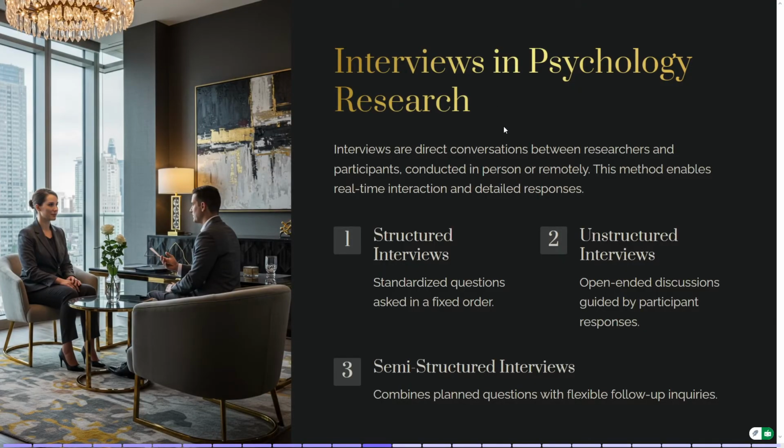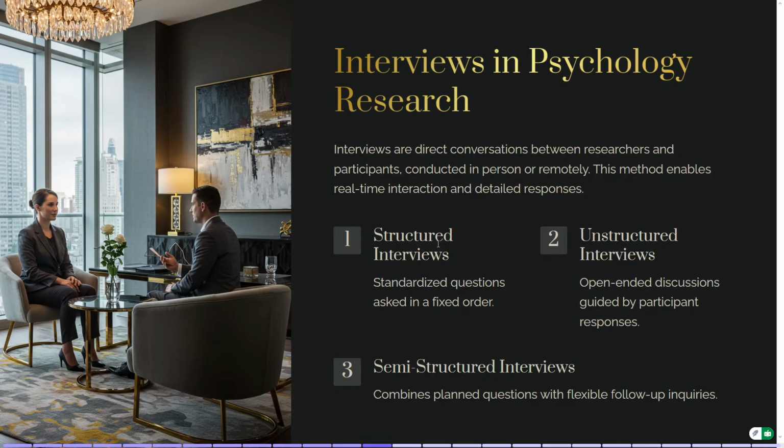Okay, so moving to interview now. Interviews are direct conversations between researchers and the participant. It's conducted in person. It's a one-on-one conversation. So it provides in-depth information about the participant. It encourages real-time interaction and data response. So structured interview, this is when you encode the behavior.